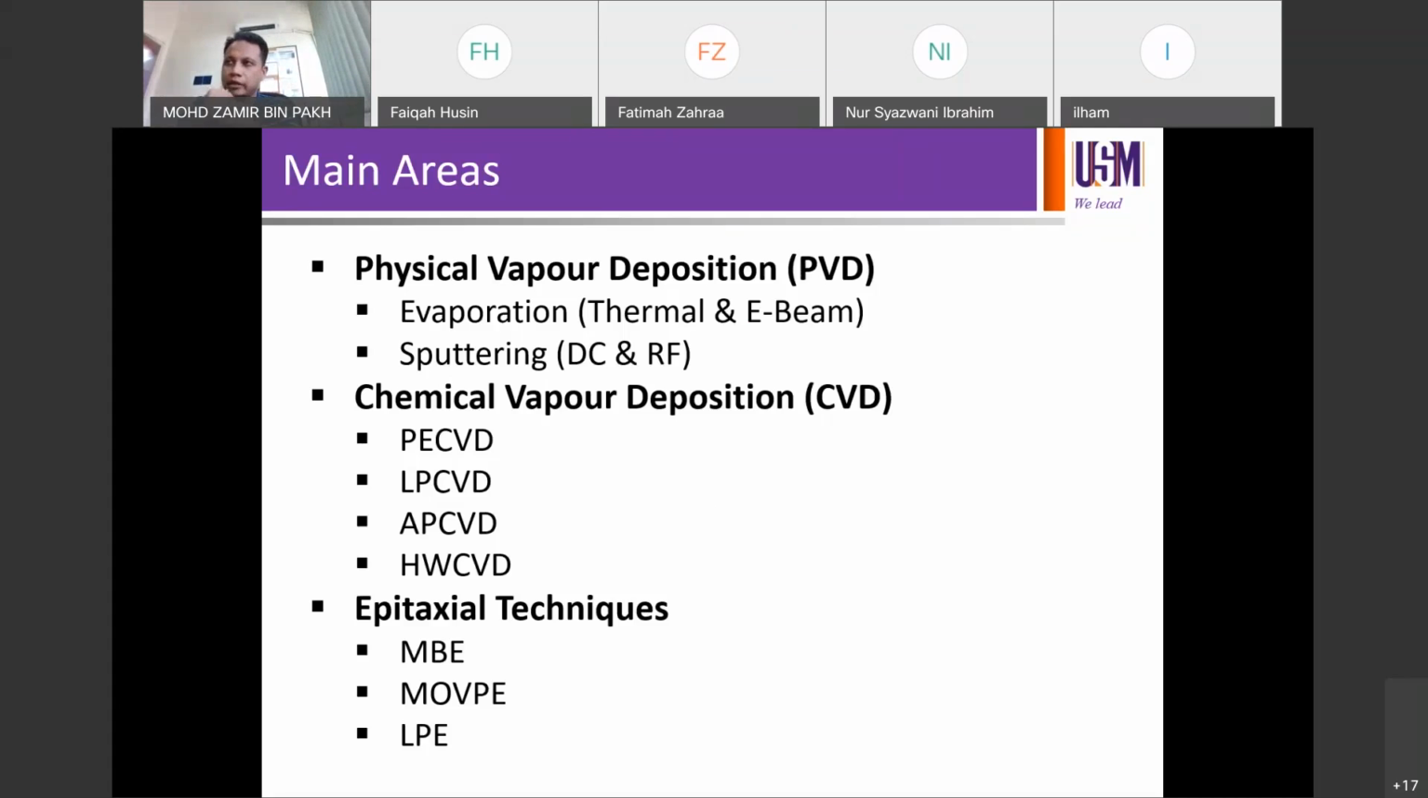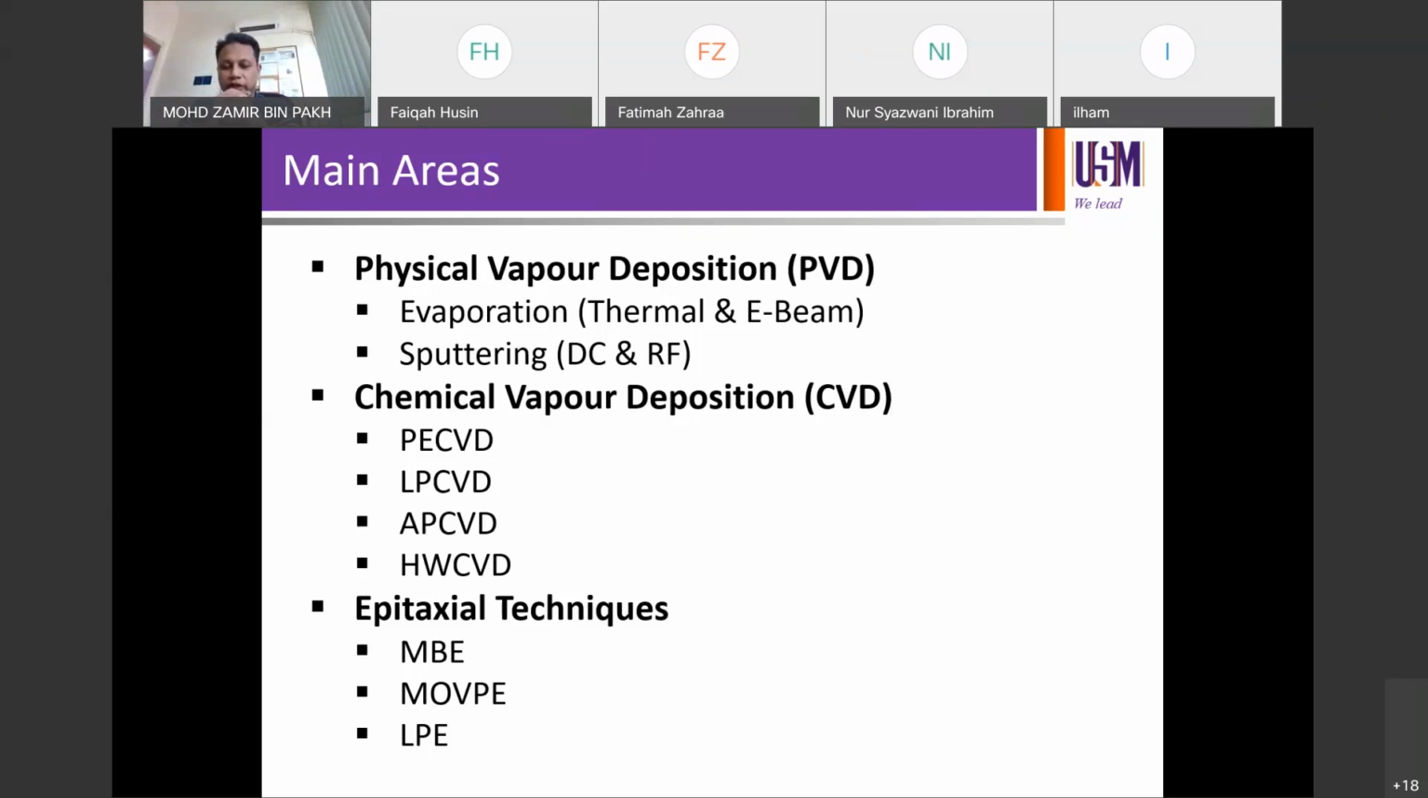So some of you might have done some of these processes before during your FYP. So we have evaporation, which can be further divided into thermal evaporation and electron beam evaporation. So these are the common ones. The next one is called sputtering. We have sputtering in our lab. Same as evaporation, we also have e-beam and thermal evaporation in our lab.